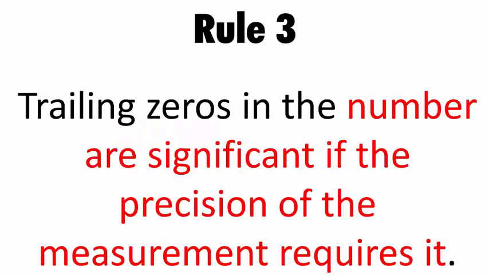The third rule is that trailing zeros in the number are significant if the precision of the measurement requires it. Take the following number for example, 425.0. We know that this number is 425 in size. Having the zero after the decimal point does not change the size of the number. However, that number may be precise to one decimal place and the zero is a placeholder for that decimal place. This means that this number is precise to one decimal place.